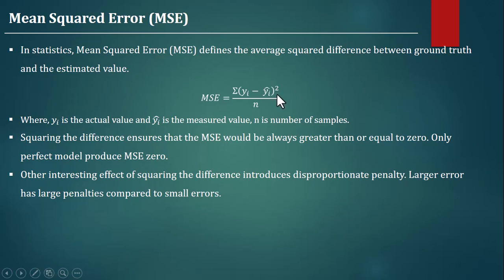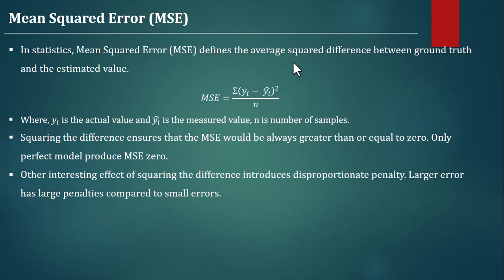Now why are we squaring this? There are two implications of squaring this. Squaring the difference will ensure that MSE is always positive. Fine? Because suppose if class label is 0 and predicted value is 1, then this number would become negative. Fine? But error cannot be negative, so we are squaring it. So that will ensure that error will always be a positive number.